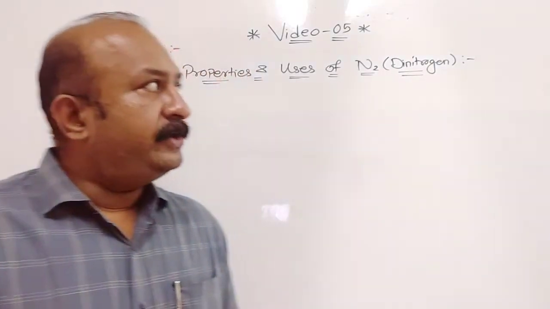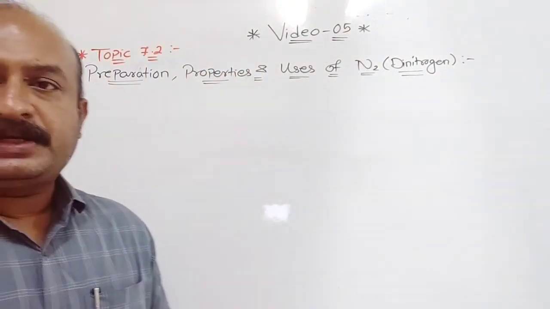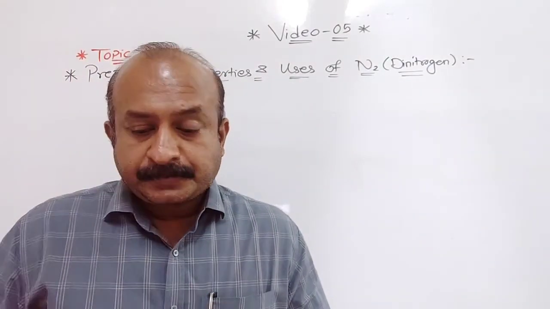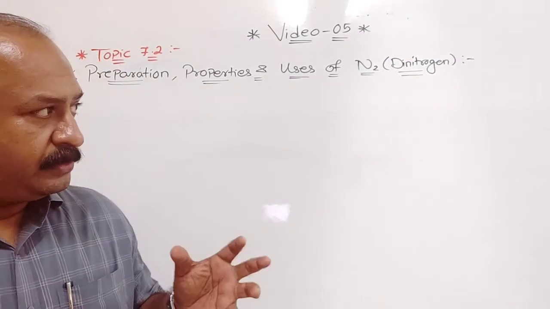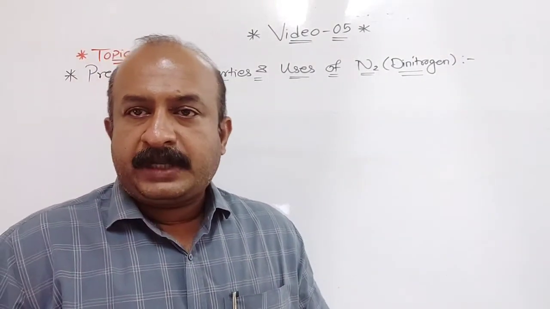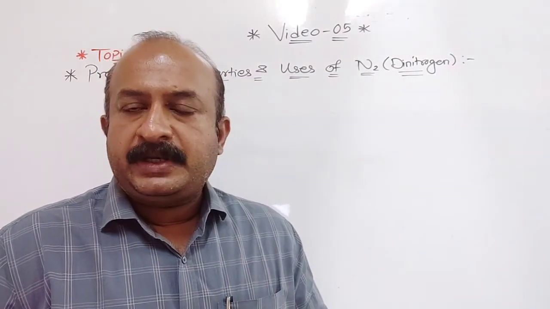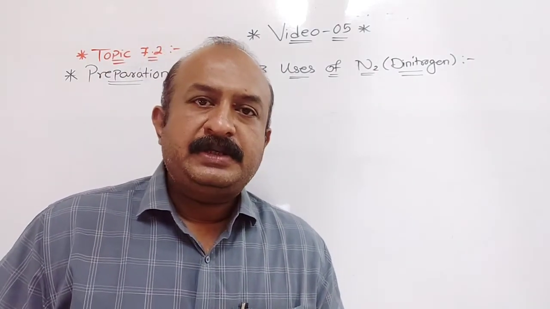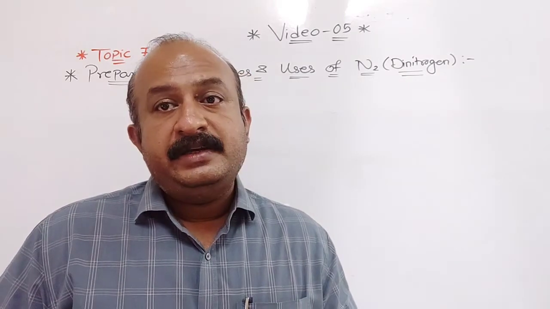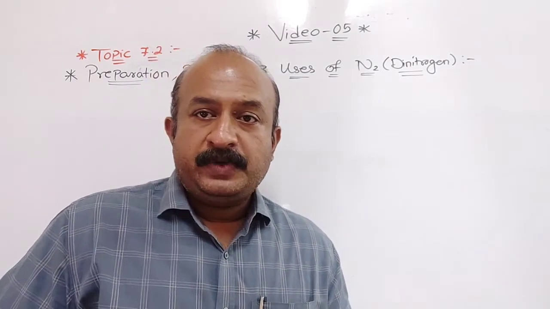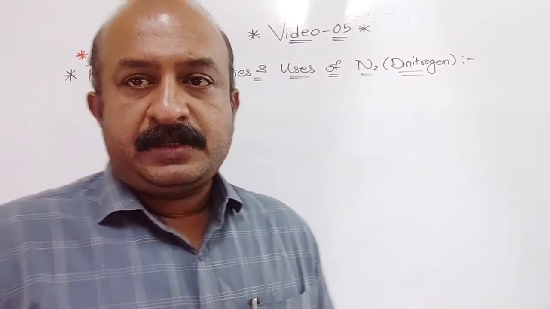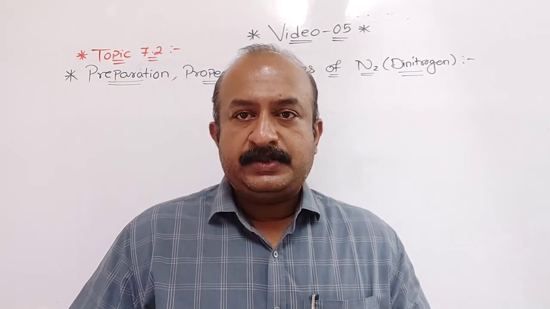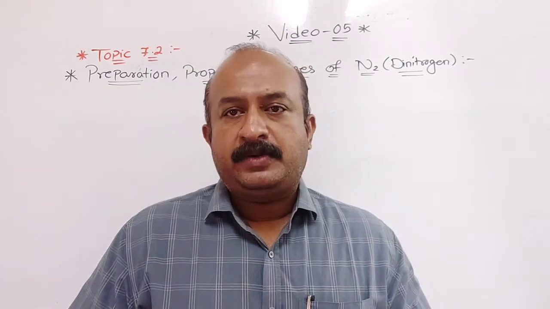Today in video 5 we are going to discuss the preparation, properties and uses of dinitrogen. When we talk about preparation, there are two types which are always given in your textbook. One is laboratory preparation and another is industrial preparation. Industrial is also called bulk production or commercial preparation of dinitrogen, that is, in a large quantity.